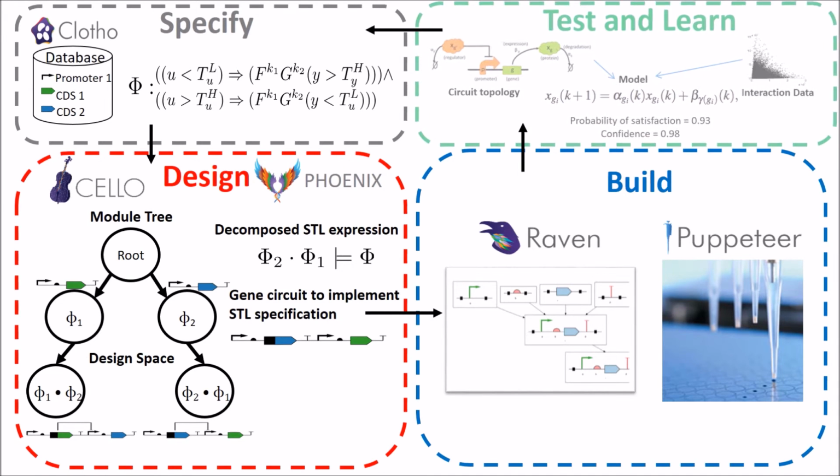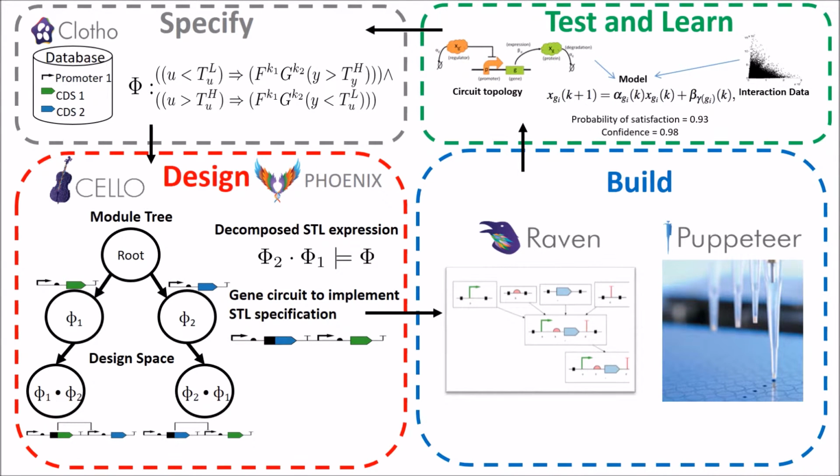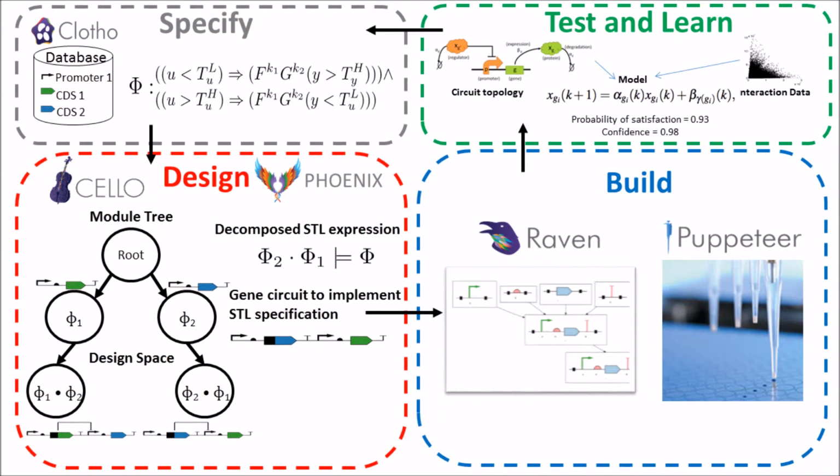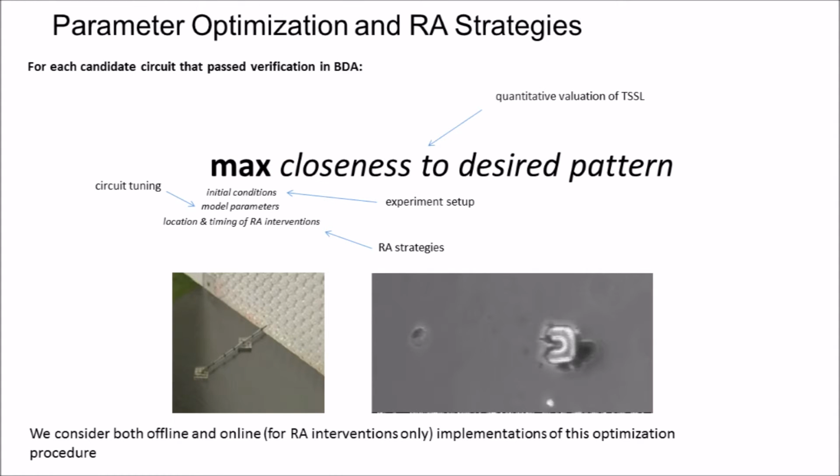In the test step, tools like Phoenix simulate the behavior of gene circuits and compare the simulation results with experimental characterization to learn model parameters. These model parameters can then be used to generate stochastic models that are checked against the original specification using statistical model checking. So far, we discussed how to use synthetic biology and biodesign automation to build synthetic circuits from existing parts in an effort to achieve global patterns.